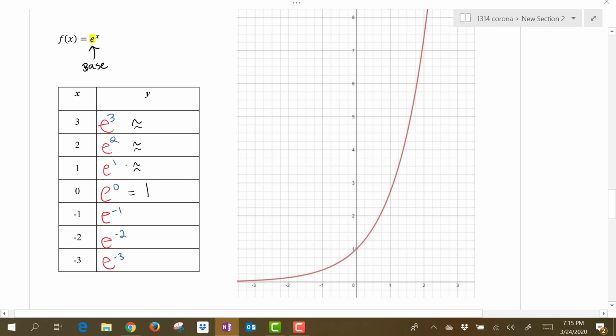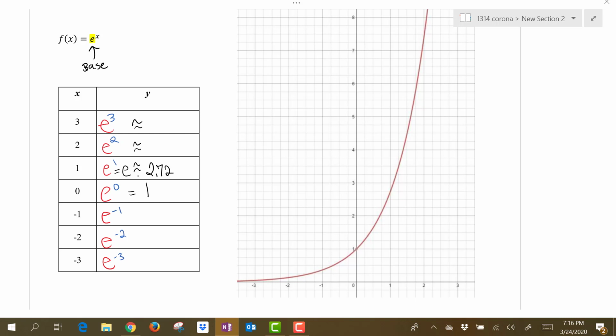E to the power of 1, we know that's exactly e, which is approximately 2.72. We don't really need calculators for those two. Now the others, let's bust out a calculator. You may not have a calculator at home. You can do it on your scientific calculator, but you can also use Desmos.